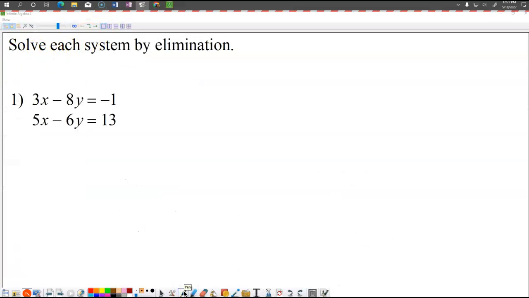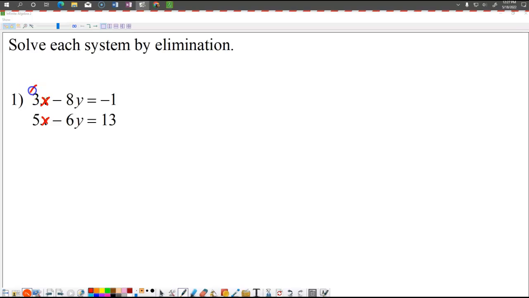Alright, so we're going to begin by doing the elimination method. The elimination method works really well whenever you have your x's and y's lined up like that. What you're going to do with the elimination method is the first thing you do is you're going to pick a variable that you want to cancel out. So I'm going to go ahead and choose to cancel out the x's.